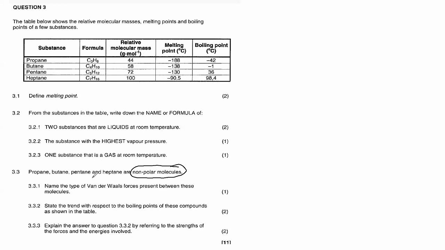So name the type of van der Waals forces present between these molecules. So the van der Waals forces are the weak forces. So what are those type of van der Waals forces that we have in these nonpolar molecules? We obviously know if a molecule is nonpolar, then it obviously has the London forces. Then 3.3.2 says, state the trend with respect to what? To the boiling points of these compounds as shown in the table.